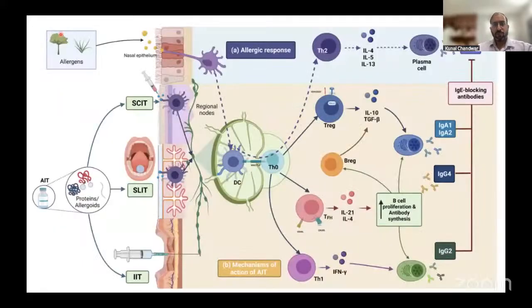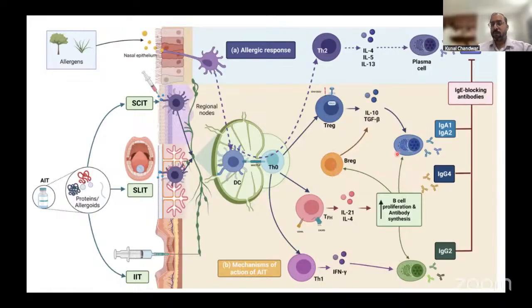So this is what we did talk about, whether you are giving SCIT, SLIT or intralymphatic immunotherapy, these dendritic cells now become much more tolerogenic. They release a lot of IL-10 and TGF beta. Both T regulatory cells and B regulatory cells start functioning.